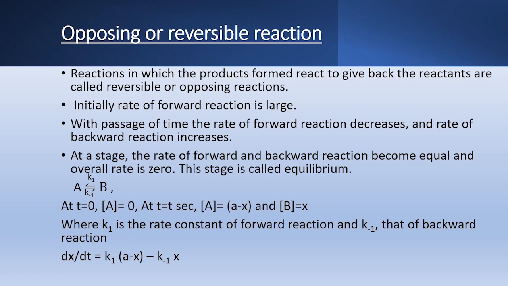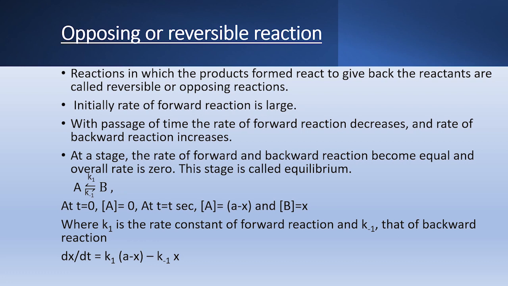First let's see opposing or reversible reaction. As the name indicates, these are reversible type, or the reactions in which the products formed react to give back the reactants are called reversible or opposing reactions. So if A is reacting to give a product B, that B will react back to give the reactant. For such reaction, we can have two rate constants: a rate constant for forward reaction and a rate constant for backward reaction.